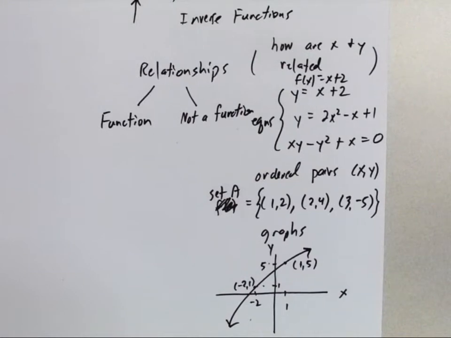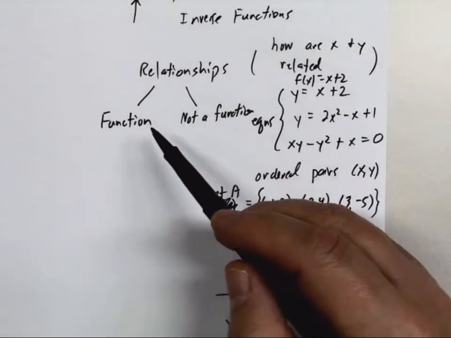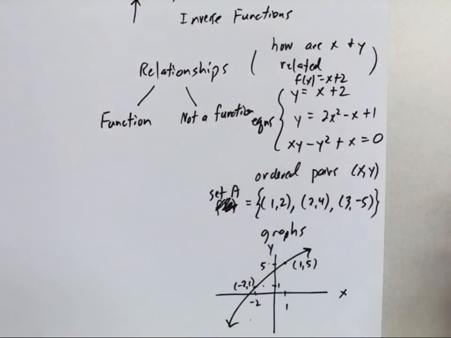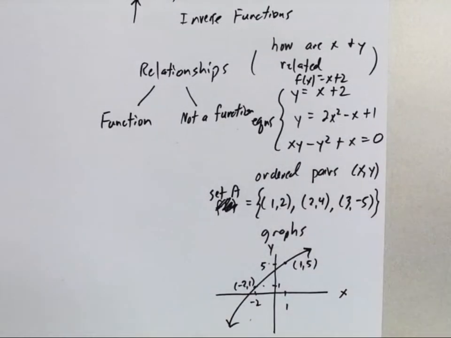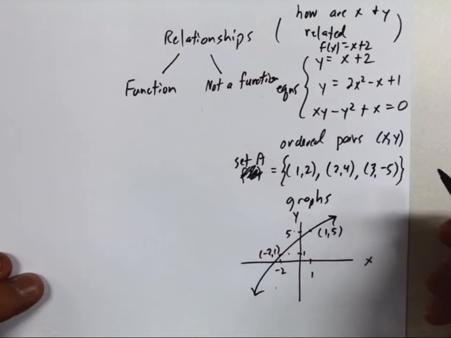So for every mathematical relationship where x and y are related, we can determine, is it an actual function or is it not a function? So let's go down one at a time, these three kinds of relationships, and let me tell you how we can decide whether it's a function or not. So let's look first.